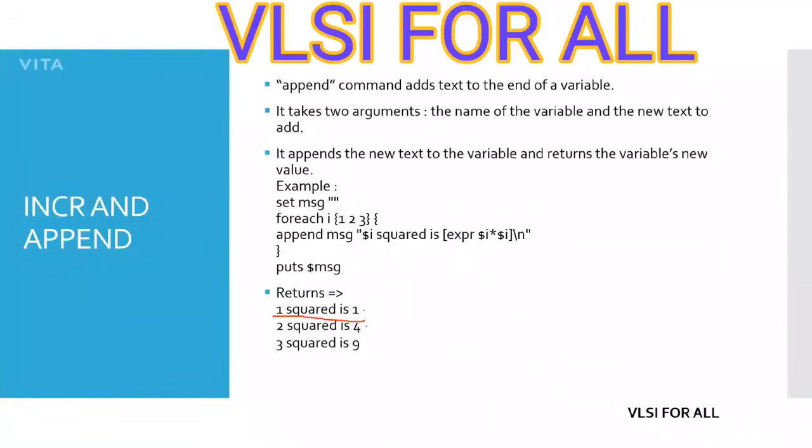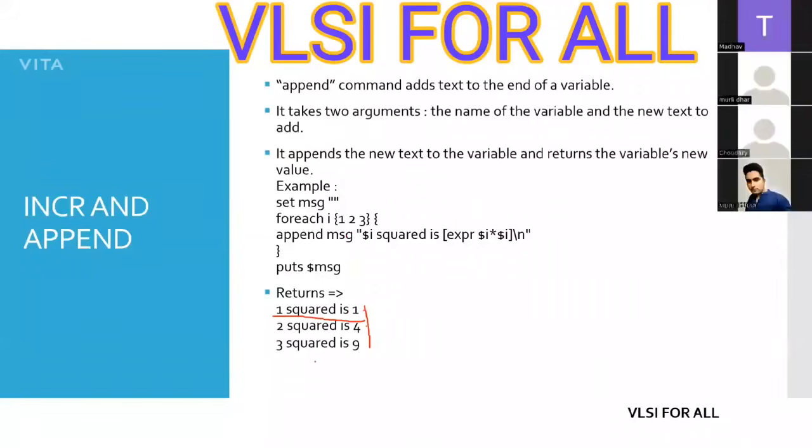Second line would be 1 squared is 1 and the third line would be 2 squared is 4. Then when it goes to the loop the third time, it would print all these lines. So each time it enters the loop, whatever is the value of the message, it would print that. So if we have this puts $message inside, then there would be 6 lines here. 1 line in the first iteration, 2 lines in the second iteration, and 3 lines in the third iteration. That's how it would be.